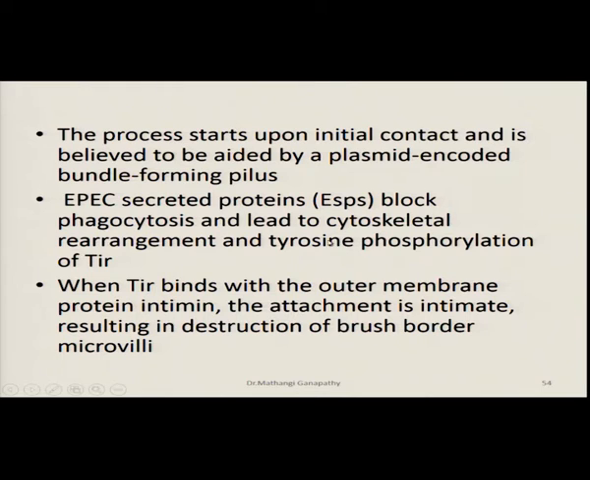Receptor tyrosine kinase is normally present. It is a transmembrane protein which acts not only as a channel but also as a signal receptor. Normally, two of the receptor tyrosine kinases autophosphorylate when brought together in response to a signal which is received. So, you have a tyrosine phosphorylation there which causes the binding with the outer membrane protein intimin, which is a part of the cytoskeletal system. Because of all this, the attachment becomes fixed. This results in the destruction of the brush border microvilli.